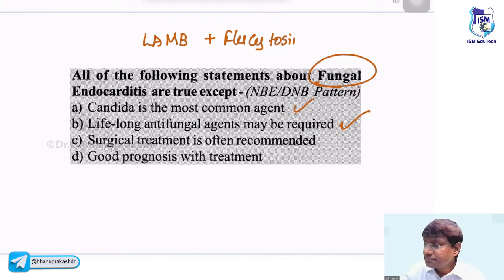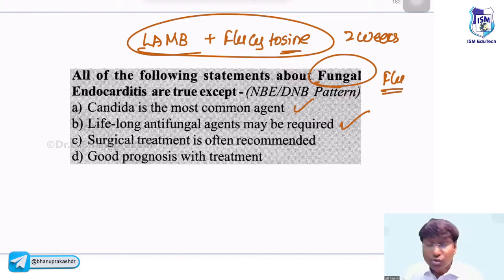Along with that, flucytosine should be given. The remaining should be given for nearly around 2 weeks. And the remaining will require fluconazole throughout life. And these patients with fungal endocarditis always require surgical treatment, right? And the prognosis in patients with fungal endocarditis is poor.